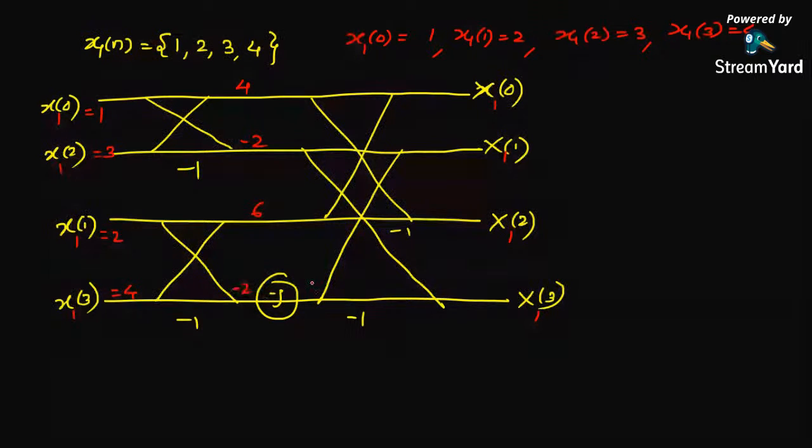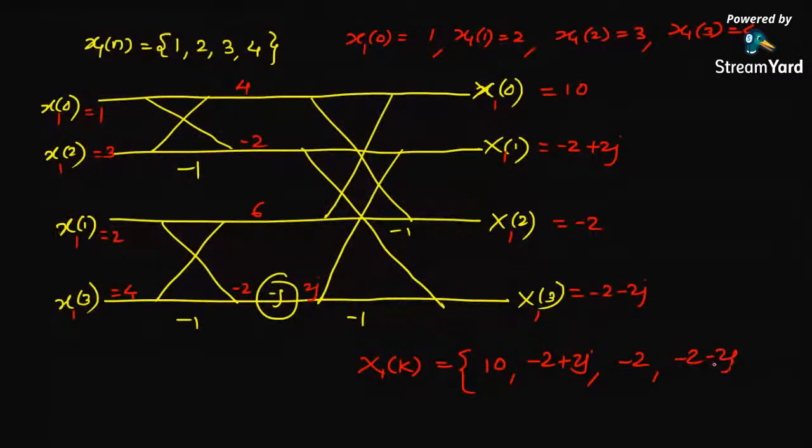Multiplying this by minus j gives 2j. Calculate: 6 plus 4 is 10, then minus 2 plus 2j, then 4 minus 6 is minus 2, then minus 2 minus 2j. So the answer for X1 of k is 10, minus 2 plus 2j, minus 2, minus 2 minus 2j. This is the first answer we got. Now similarly go for the next.